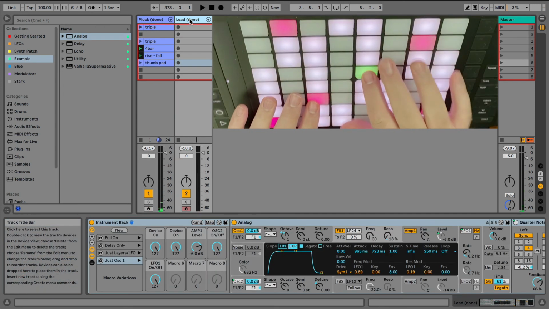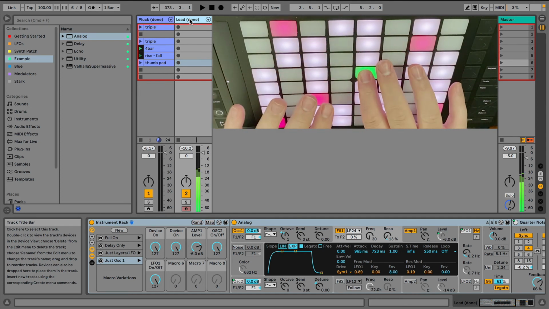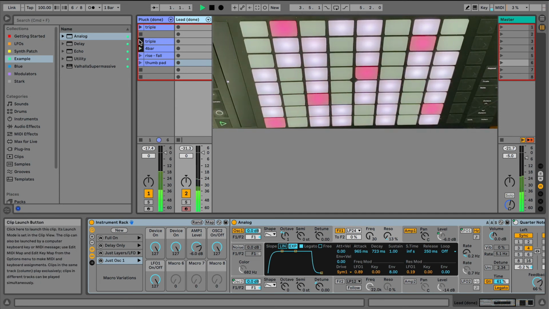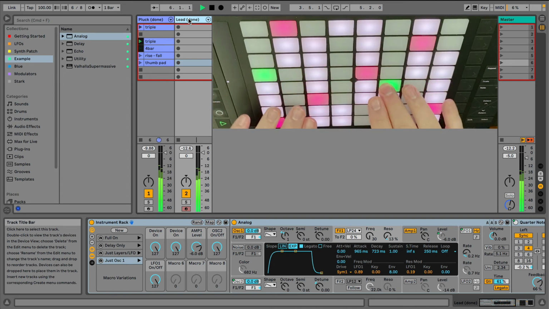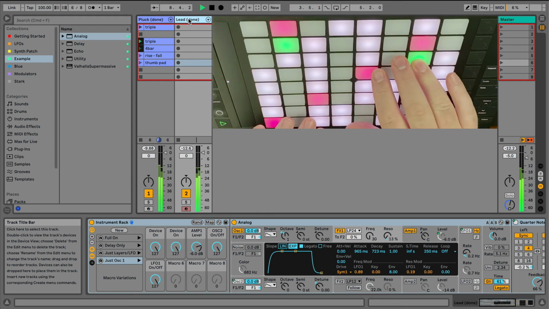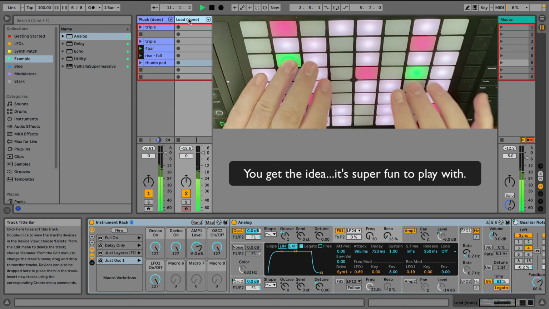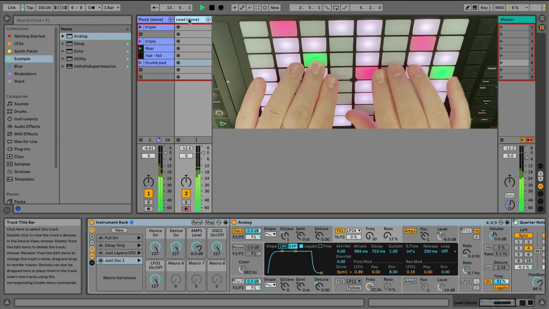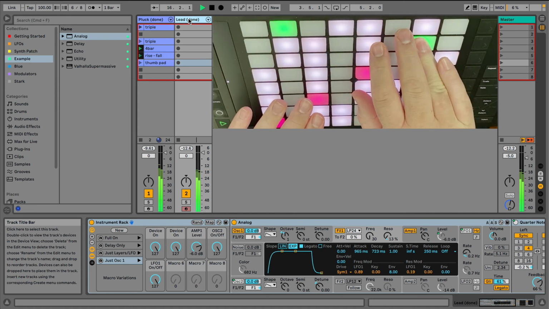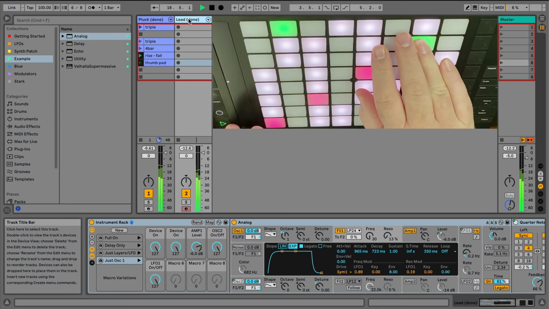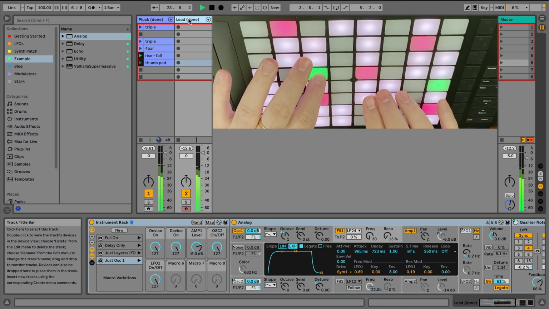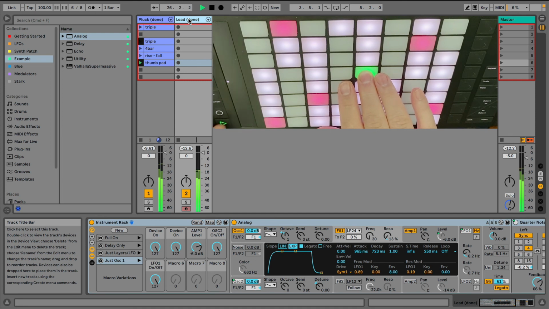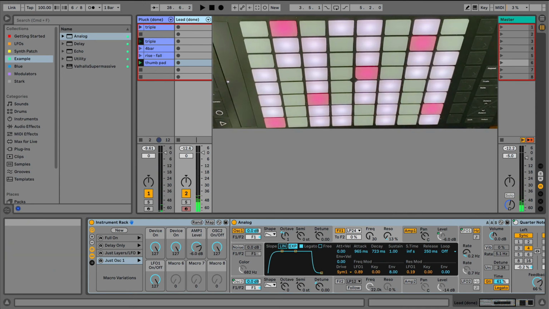and you take our sweepy lead, you can do some basic Berlin school beds. So that's the idea behind it. You should be able to just bang this out.